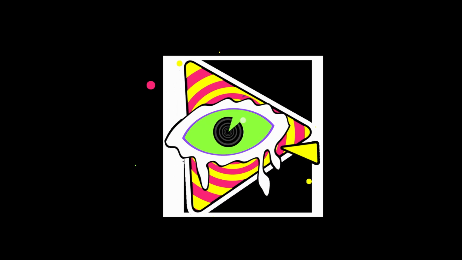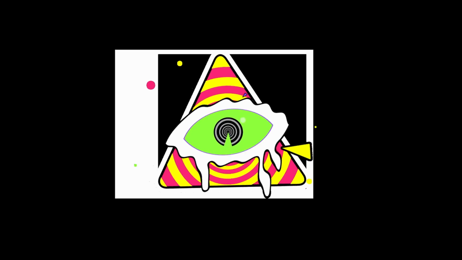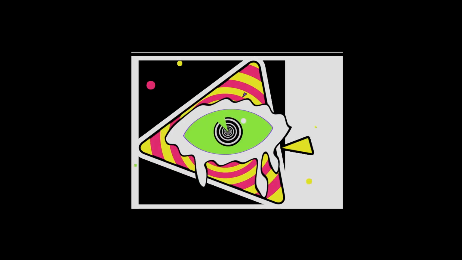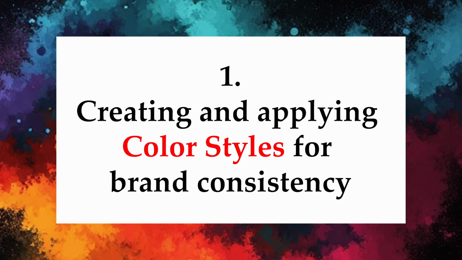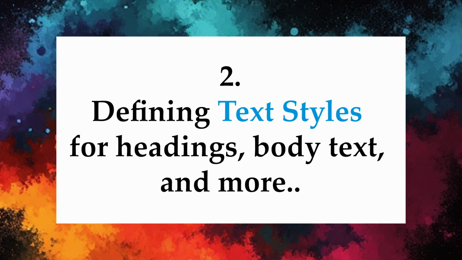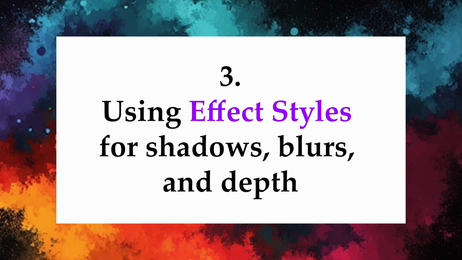Here's what we'll cover today to help you master styles and libraries in Figma. First, color styles. Creating and applying color styles for brand consistency. Second, text styles. Defining a clear typography system to enhance readability and design structure. Third, effect styles. Using shadows, blurs, and other effects to add depth and polish to your designs.